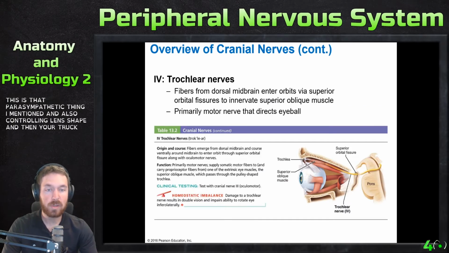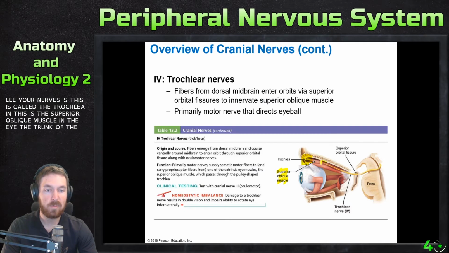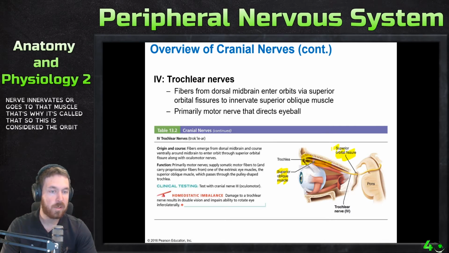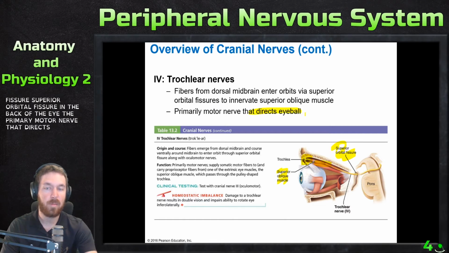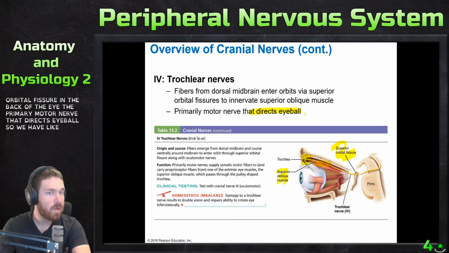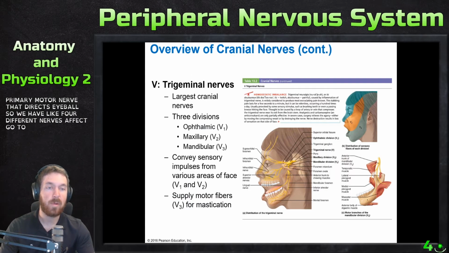And then your trochlear nerves. This is called the trochlea, and this is the superior oblique muscle in the eye. The trochlear nerve innervates, or goes to, that muscle, so that's why it's called that. It comes through the superior orbital fissure in the back of the eye. It's a primary motor nerve that directs the eyeball. So we have 4 different nerves that go to eye muscles.